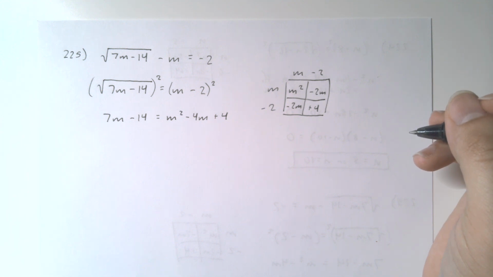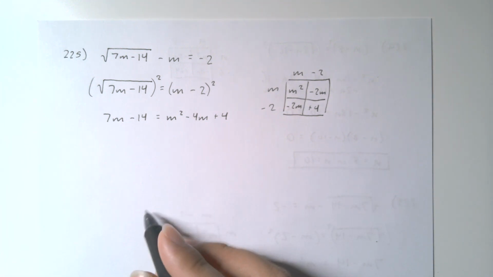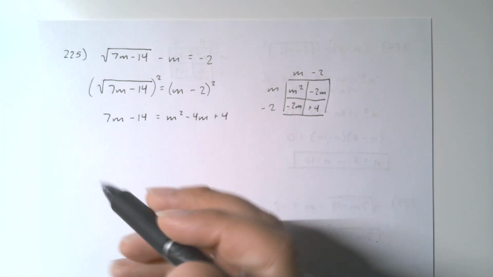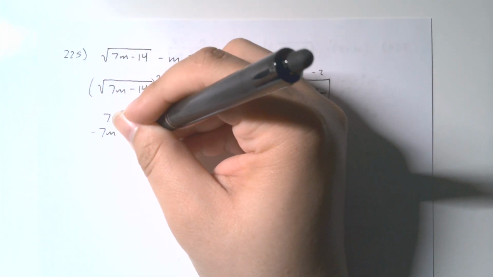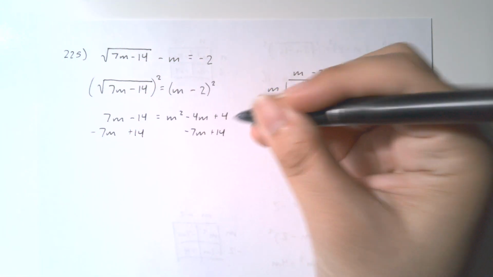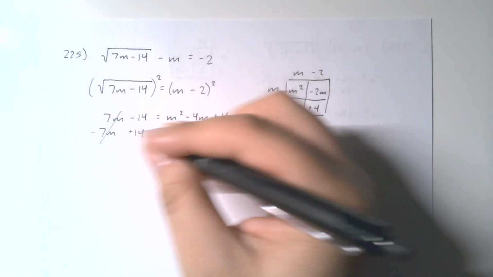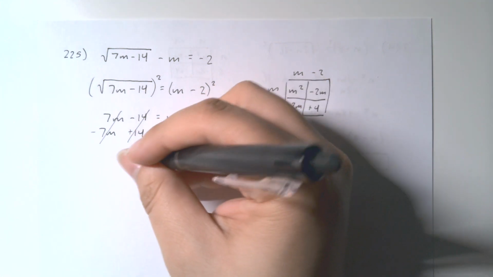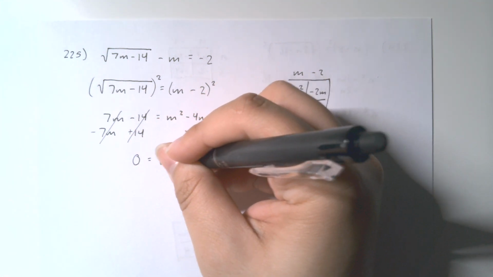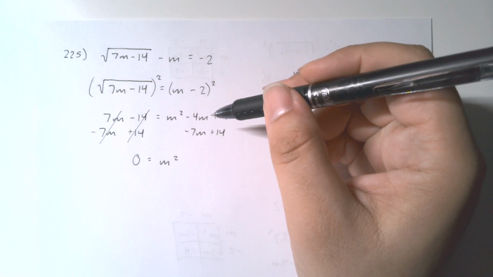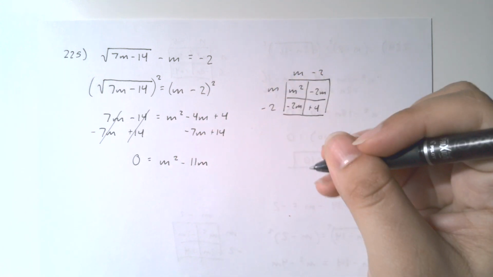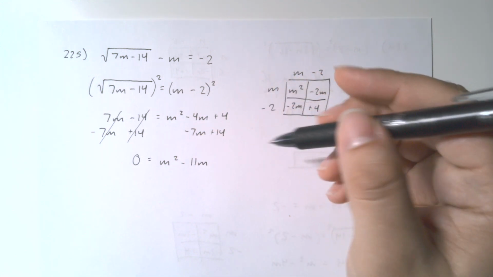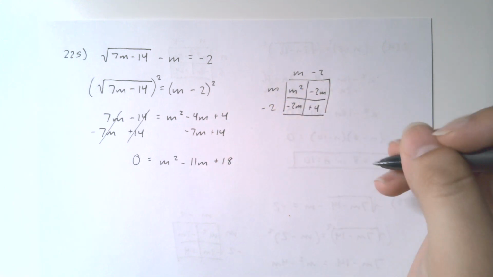So now this is just a quadratic with like terms not combined. So we want to make this equal to 0, and we can do this by subtracting 7m from both sides and adding 14 to both sides. When we do that, the 7m's will cancel, and the 14's do as well. So we'll have 0 is equal to m squared, and then minus 4m minus 7m, and that gives us negative 11m. And then we have 4 plus 14, which gives us 18.